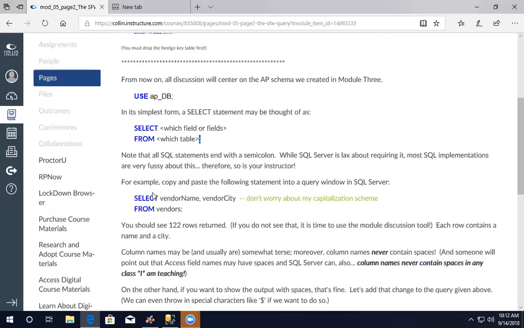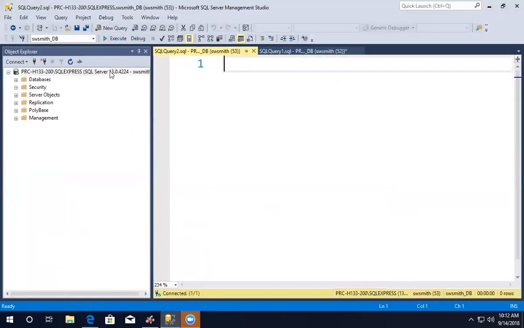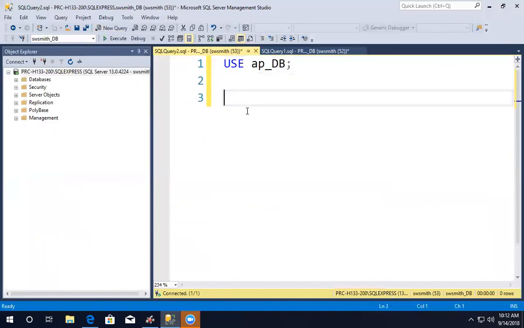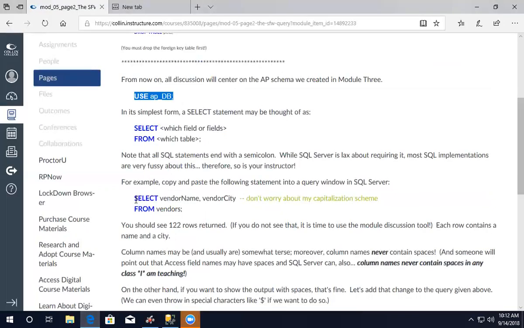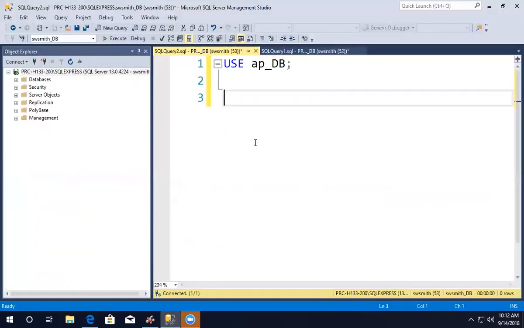Here is one that we can try. Let's see. I need to always get this one in there, so I'm going to copy this, go over to my new query, use this, and then I will copy this.